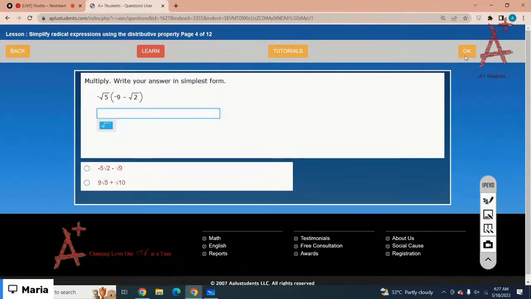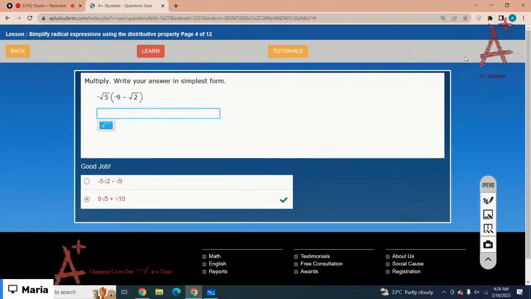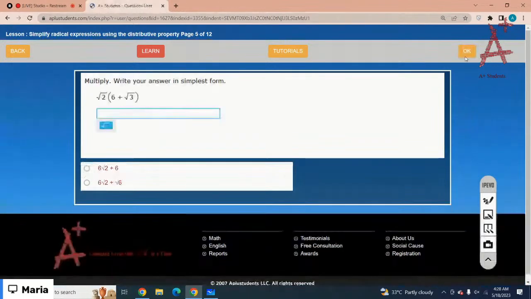Okay, negative 5 times negative 9 and minus negative 2. So which is the correct option? Negative 9 times negative square root 5 is negative negative positive, so it would be 9 square root 5. And again, negative negative positive, and 2 times 5 is 10. So it would be 9 square root 5 plus 10. Got it? The second one is the correct option. So which is the correct option?